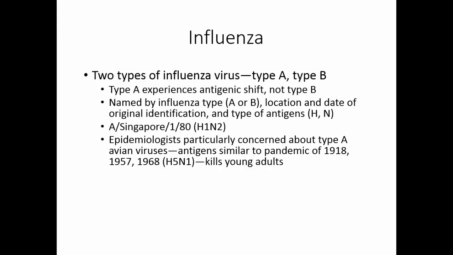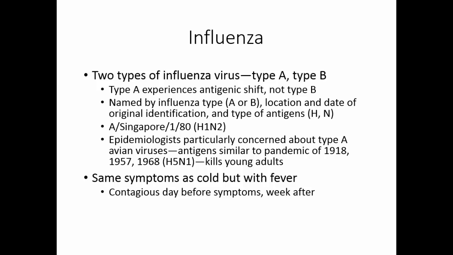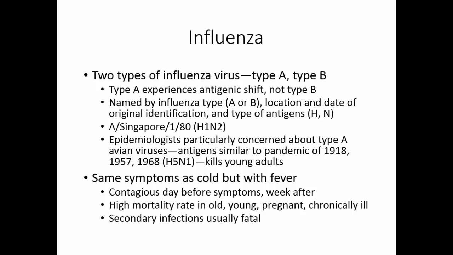Most influenza kills the young and the old. This one kills young, healthy adults. Influenza has the same symptoms as a cold, but with a fever. You're contagious one day before you have symptoms, and you continue to be contagious 1 week after symptoms disappear. There is a high mortality rate in the old, the young, the pregnant, and anyone who is chronically ill. Usually, secondary infections are the cause of death.